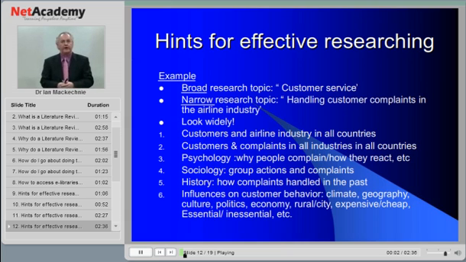Let's illustrate what I was saying by giving an example. Let's say that our broad research topic is customer service. Having done our literature review and thought about what we've read, we've decided that we are going to narrow our research down to handling customer complaints in the airline industry. Now, as we said before, make sure you look broadly and widely at this particular topic. Look at customers in the airline industry, not just in the Malaysian context, or the context of the country where you're studying, but look at customers and the airline industry in all countries. Look at customers and complaints in all industries, in all countries.